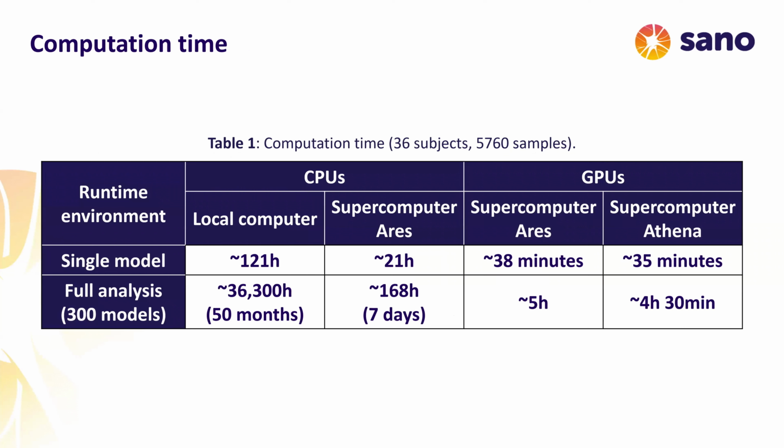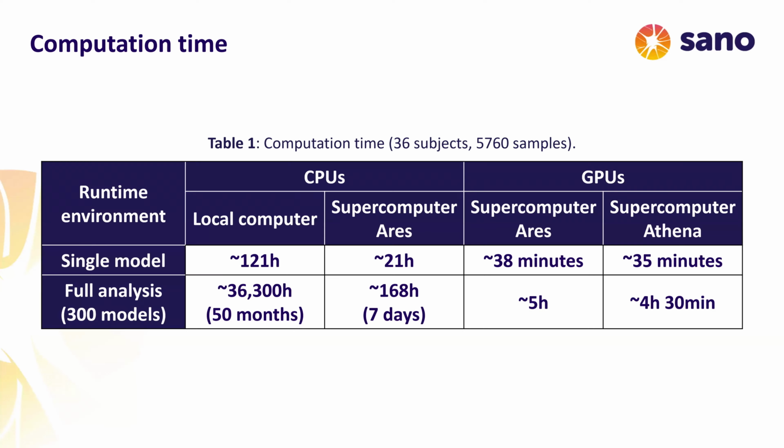Training deep learning models at this scale is extremely computationally demanding, and therefore the choice of the infrastructure is a critical factor. Training a single model on the local computer takes around 121 hours, while running the same task on the RS CPUs reduces this time to only 21 hours. However, the real improvement comes from using the GPU acceleration, and training the model on the Athena GPU takes only 35 minutes, which means that it was more than 200 times faster than on the local supercomputer.